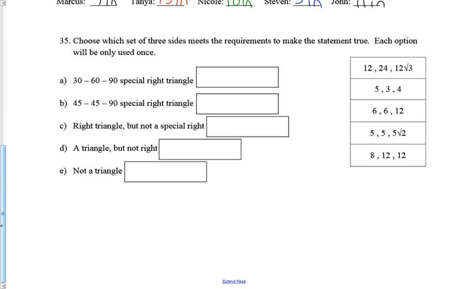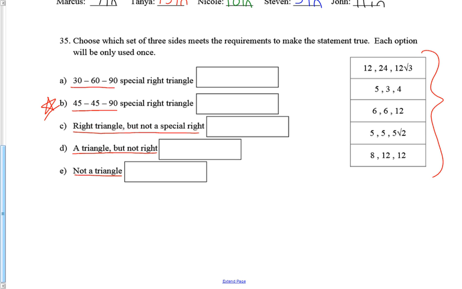Question 35. So we have a set of possible lengths for a triangle. And then we have to place them, whether we have a 30-60-90 triangle, a 45-45-90 triangle, a right triangle, but it's not 30-60-90 and it's not 45-45-90, a triangle, but it's not a right triangle, or these three sides don't make a triangle at all. So the thing that I would start with is I would probably start with B.